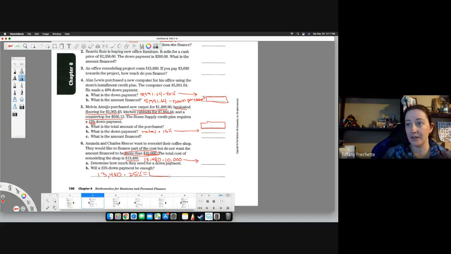So you'll calculate this. This will tell you how much they need or how much they have, if they have 25%. And then you're going to subtract that from the 13,480. If it's above 10,000, nope, it's not enough because they don't want it to be above 10,000. If it's below 10,000, perfect, it's enough. So you just have to make that decision once you subtract this 25% amount from the 13,480.